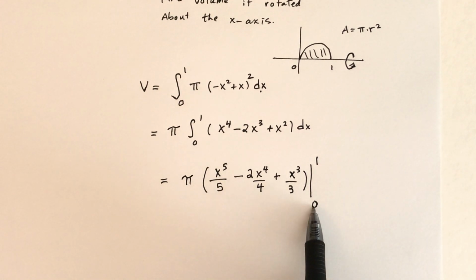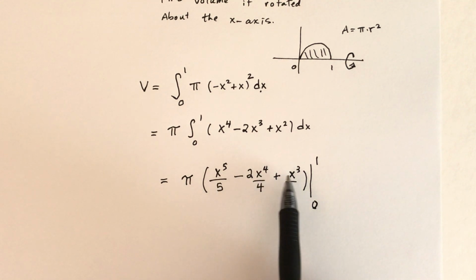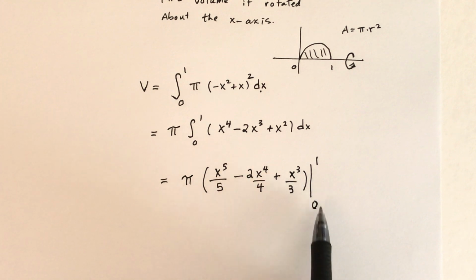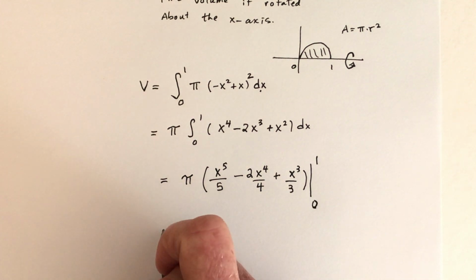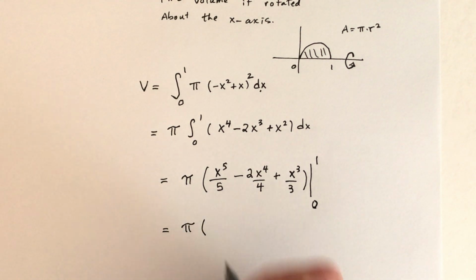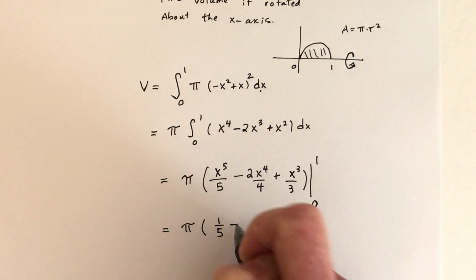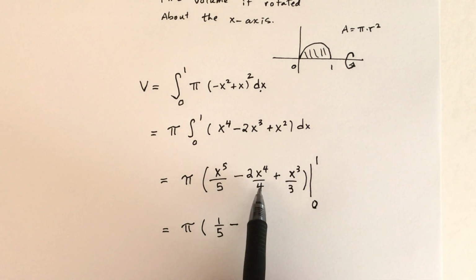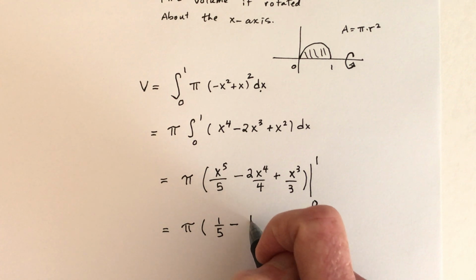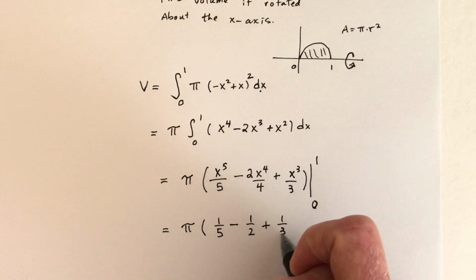And then this is where I really love the number 0. Because when I put a 0 in, that's going to be 0, that's going to be 0, that's going to be 0. It cuts my work in half. Thank you, 0. I just need to substitute the 1. So there's the little pi. And then when you substitute 1, this will be 1/5 minus, this will be 2/4, but that's also known as a half. And then a third.